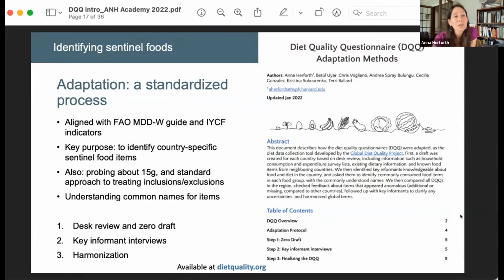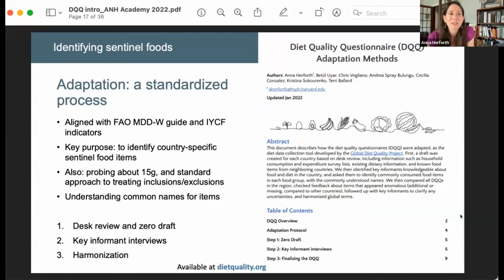So we probe into which items in which country should be excluded, using a standard approach across countries. And we also look for common names of items. We really want to make sure that the respondents understand the question the same way and understand the food items that we're asking about. So common names in a lot of settings become very important.